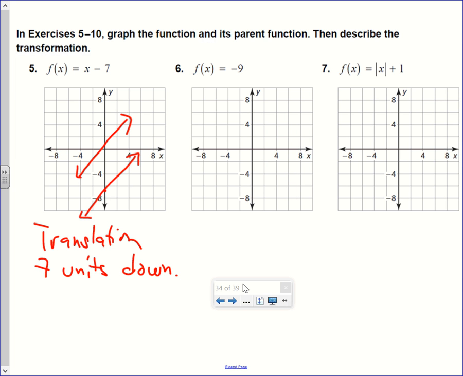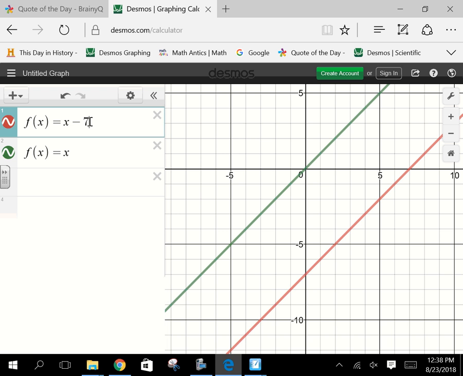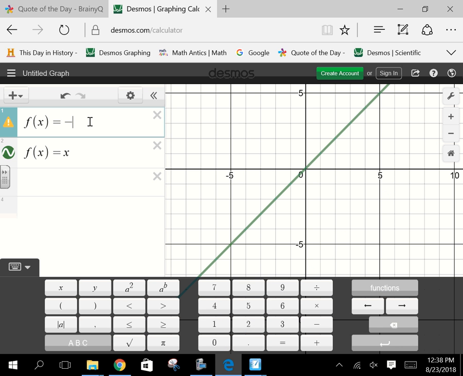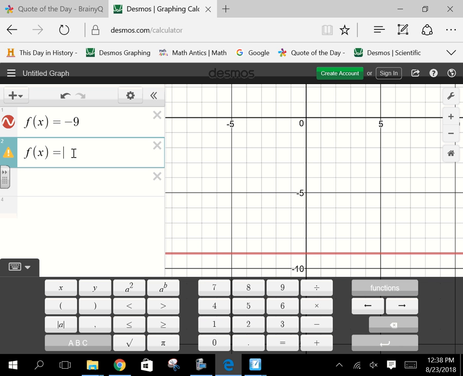Questions so far? Number 6. Let me punch that puppy in. F of x equals negative 9. And so let's see, where is negative 9? There it is. It's at the bottom. Okay, it's a horizontal line, so I know it's part of the constant family. Let me go ahead and type in the parent now. F of x equals 1. So it's a horizontal line right at 1 versus a horizontal line at negative 9. Let me graph those. So here's f of x equals negative 9, f of x equals 1.